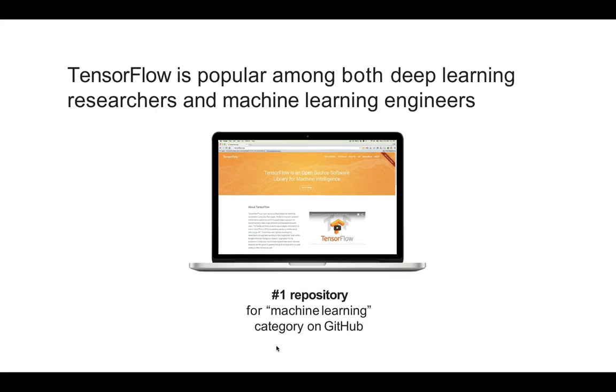TensorFlow is actually the number 1 repository for the machine learning category on GitHub, and there could be different reasons for this. One is that it is developed by Google, so Google products are more reliable, and it has a very active user community and lots of resources. So these could be some of the reasons why TensorFlow is the number 1 repository for machine learning.